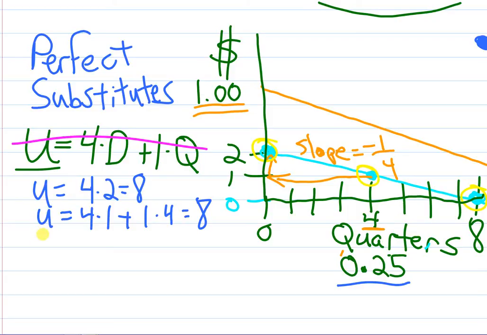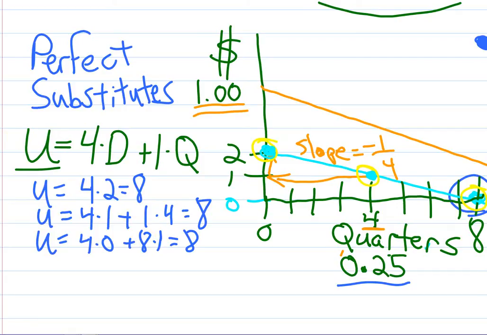And this point over here, utility equals 4 times $0 plus 8 times 1, which gives you 8. So this is the right equation. I'm glad I didn't permanently do that wrong. This is the correct equation.